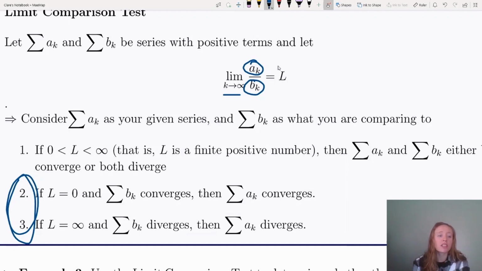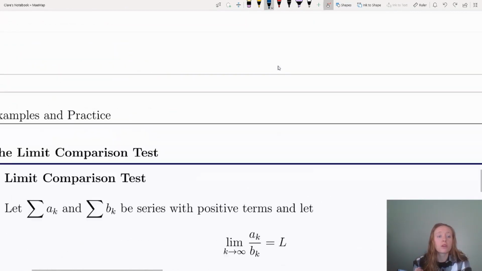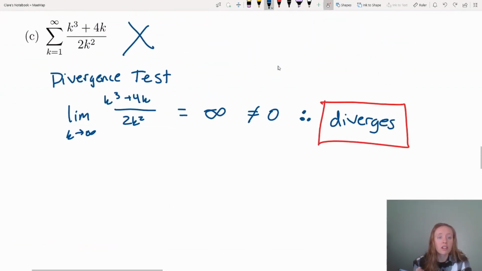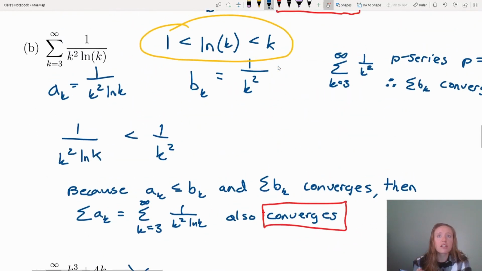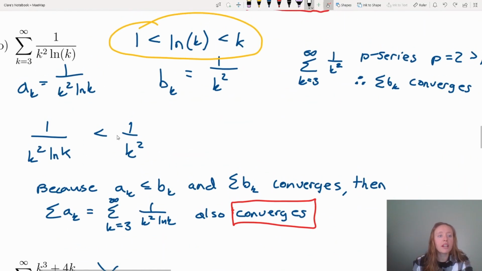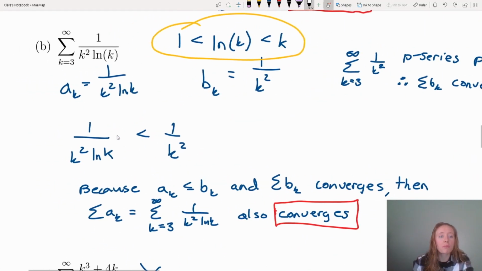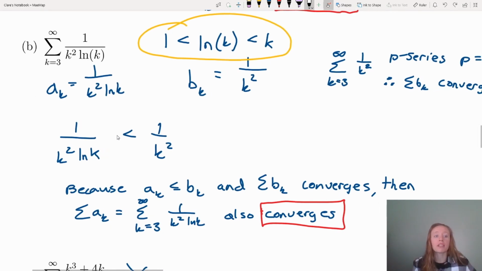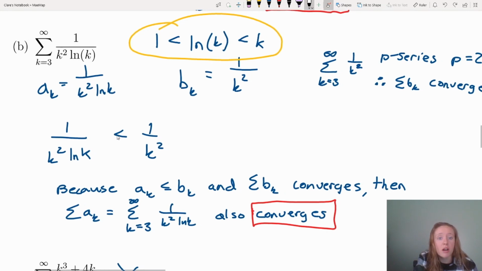So let's try doing the limit comparison test with something that we know according to our comparison test. So let's just go ahead and do this with part B. So in part B, by the comparison test, we knew that a sub k was indeed less than b sub k, and we showed that b sub k converged. Therefore, a sub k also converges.